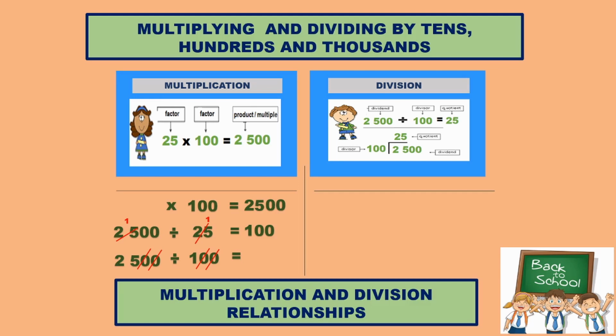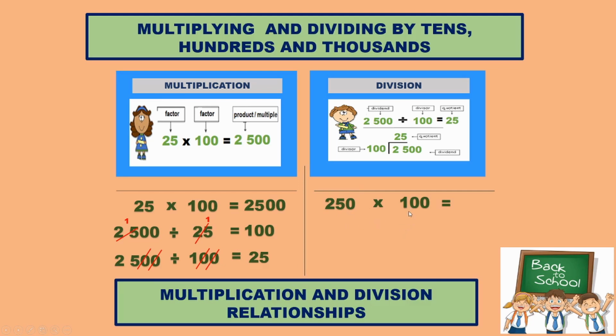So what are the remaining numbers? 25 divided by 1 is equal to 25. So that means for multiplication, you are joining the groups, while in division you are separating the groups. Now another one, 250 times 100 is equal to... now how to multiply this?